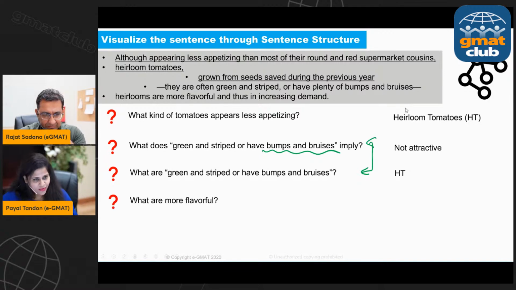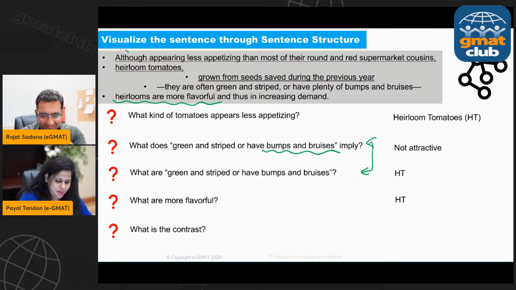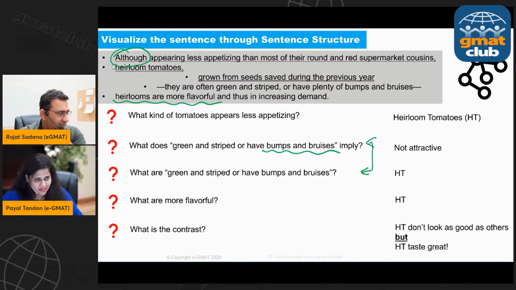Okay. What are more flavorful? Heirloom tomatoes are more flavorful. It's explicitly stated over here. Then, what is the contrast? Why am I asking you about the contrast? Because there is this contrast word already there in the sentence, although. So you have to understand, if the author has used the word although, what contrast is the author communicating? The contrast is that heirloom tomatoes don't look as good as the other tomatoes, but heirloom tomatoes taste great.